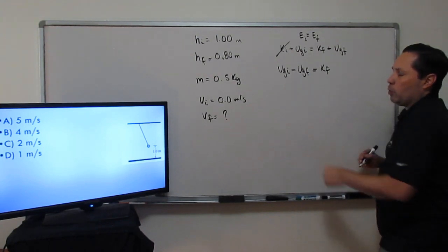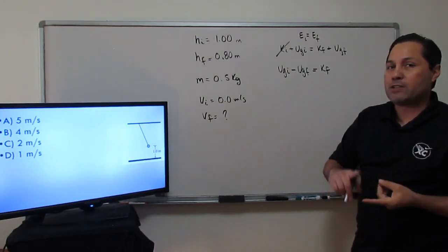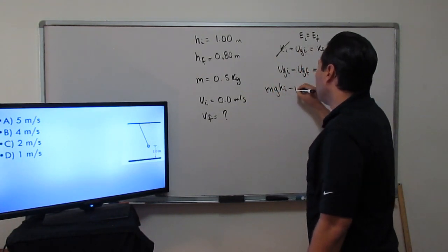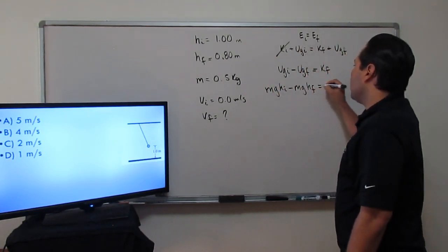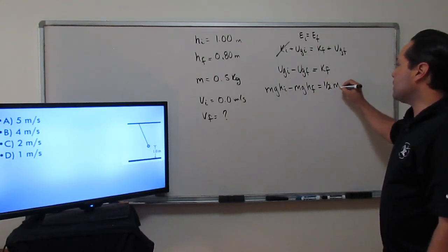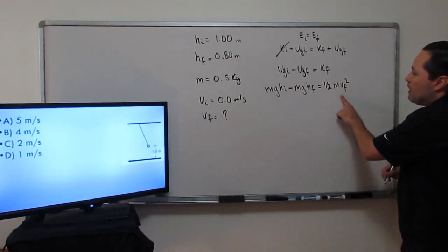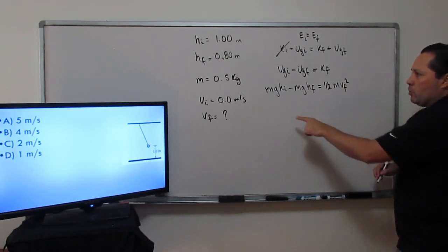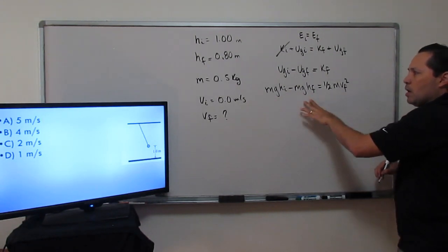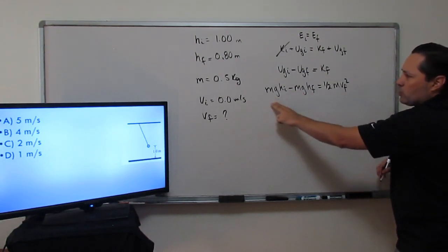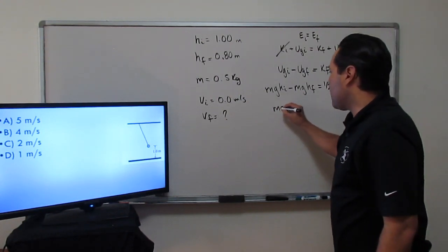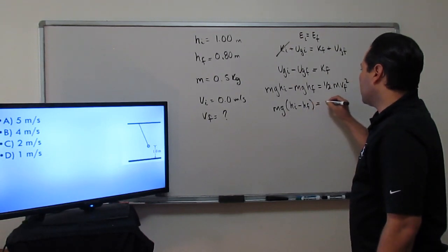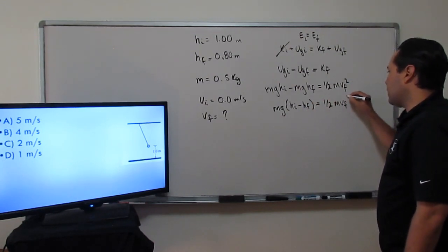Let's go ahead and put in the formulas for it. Gravitational potential energy is mass times gravity times height. So it's going to be mass times gravity times height initial minus mass times gravity times height final. It's equal to 1/2 mass times velocity final squared. That is what we're looking for. We can simplify this a little bit. Notice that we have mass on everything. We're going to get rid of it, but not yet. Let me factor out mass times gravity here: mass times gravity, and I have height initial minus height final. That's going to give us the kinetic energy.